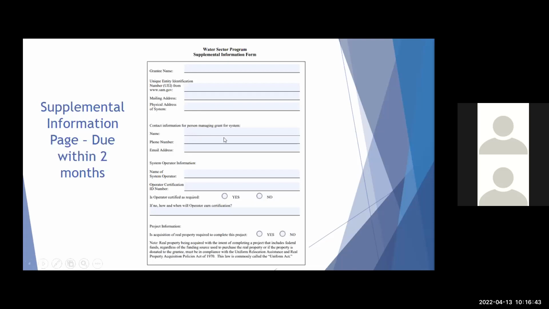The contact information for the person managing the grant for the system. We need their name, phone number, and email address. The system operator information is regarding a person that you have that is operating your system. We want their name, their operator certification ID number, if you have that. If your operator is certified, they should definitely have that ID number. You would answer whether or not your operator is certified. And if they are not certified, how and when will the operator earn certification?